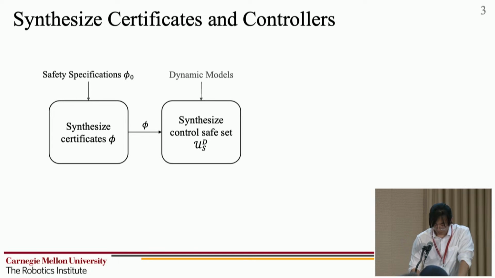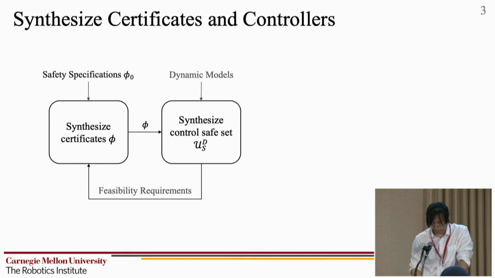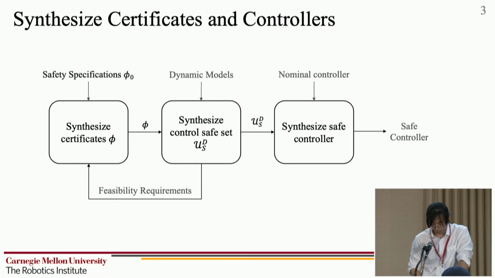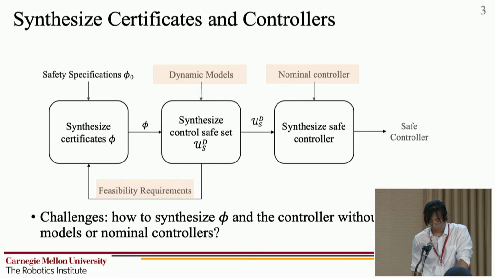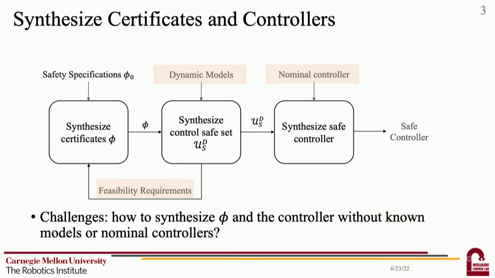The control safe set should satisfy the feasibility requirement that dissipates the system energy. After that, if we also have a nominal controller, we could use the control safe set to synthesize the safe controller. However, in this way, we must know the dynamic model and the nominal controller, and we must guarantee that the control safe set satisfies the feasibility requirement. This requirement actually poses great challenges without dynamic model or nominal controllers.